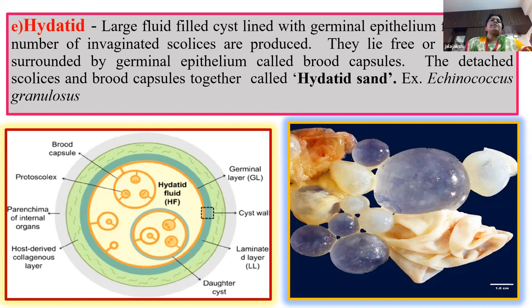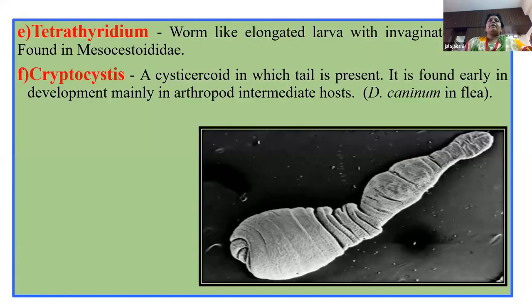means originated from its inner germinal layer. This is all the fluid. So these are the separated cysticercus larvae. Next slide, the next metacestode is Tetrathyridium. It is a solid worm-like elongated larva with a deeply invaginated acetabular scolex.